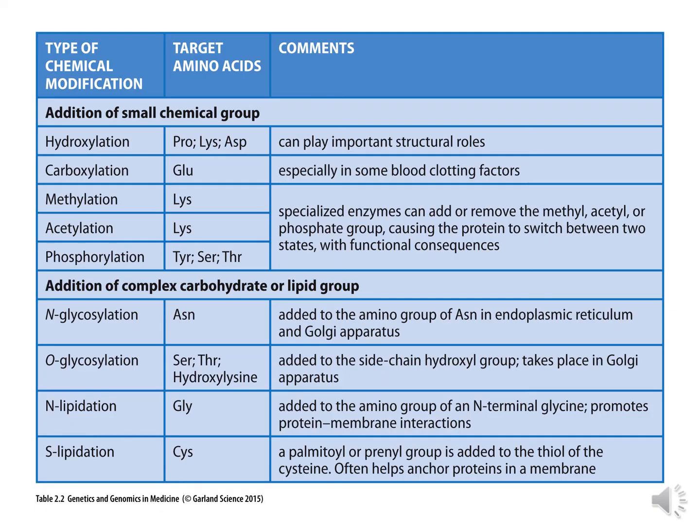This table shows the common types of chemical modification of proteins by covalent addition of chemical groups to a side chain. Sometimes small chemical groups are attached to the side chains of specific amino acids. These groups can sometimes be particularly important in the structure of a protein, as in the case of collagens, which have high levels of hydroxyproline and hydroxyserine.